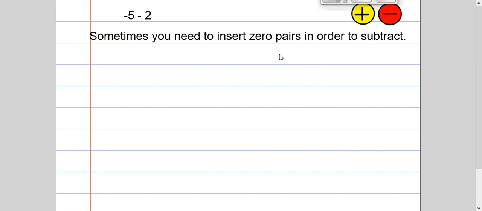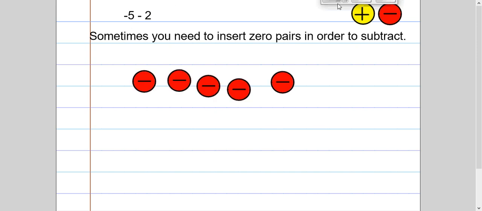Here's another example of where we're going to have to add zeros to the board in order to subtract. So I'm going to start off with 5 negatives. That's going to be my starting position, 5 negatives. There are my 5 negatives, and they need me to take away 2. That is a positive 2. If it's not written, it is a positive 2. So I need to take away 2 positives, and I don't have any positives. So what am I going to do?